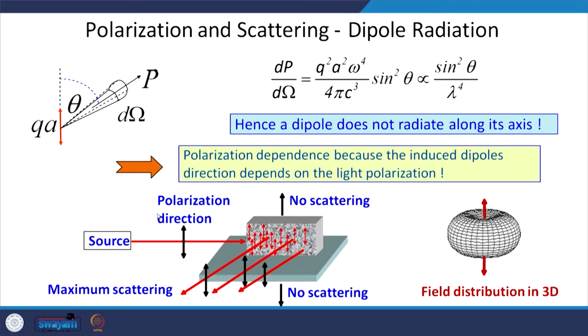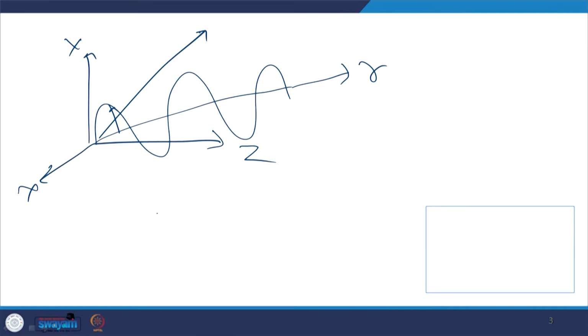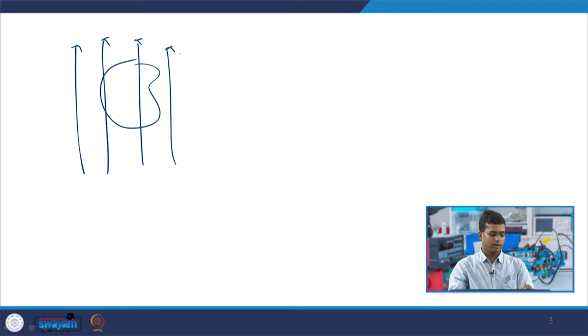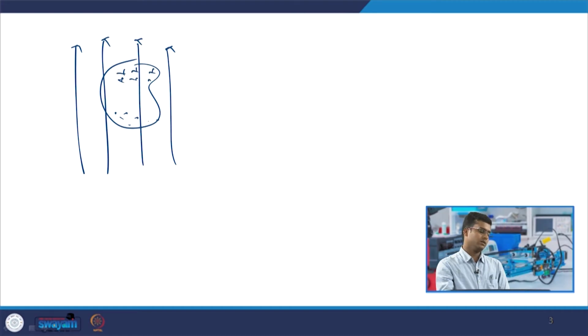Polarization and scattering. In the beginning I was talking about this dipole thing, and I told you that when you have a molecule like this and you have an electric field switched on like this, the negative charges will come here, positive ones will go here, and you will form a dipole whose electric field will be in this direction. The dipole will be pointing in that direction, and the electric field due to the dipole will be in this direction.